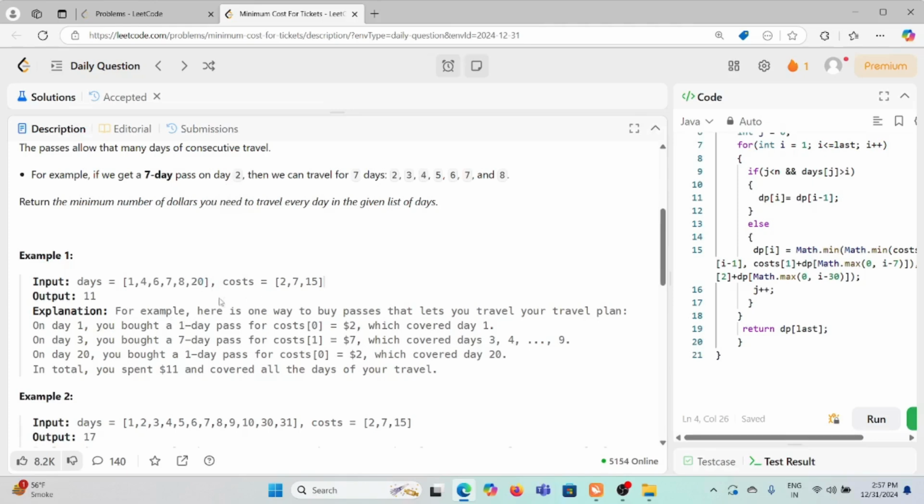So what if I purchase a 7 days pass on day 1? Then I can travel till 7 in just $7. So different combinations could be there. We might need to purchase a 1 day pass or 7 day pass or 30 days pass. Using these passes, we have to purchase them in such a way that we are spending the minimum number of dollars so that we can travel all these days. This is what we have to do.